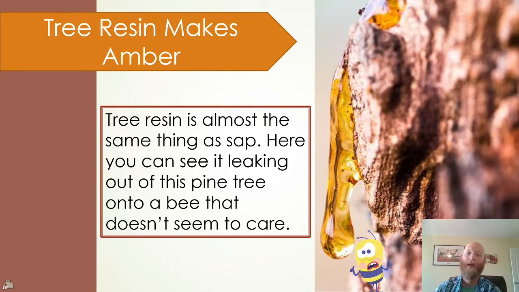Today we're going to learn about amber. So amber is the fossilized remains of tree resin, which is a lot like tree sap. Trees ooze this resin out to protect themselves and to help heal themselves, like we would use a scab to heal ourselves.